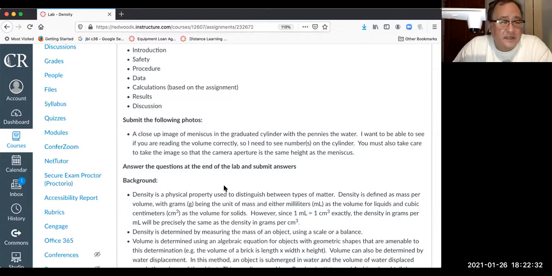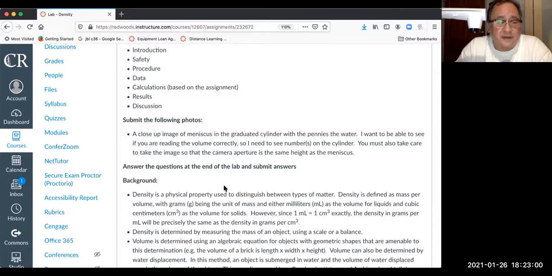And then I'd go on and say mass is measured with a scale and volume is measured by volume displacement or by geometric shape. And then I would go on to say that we're going to use this property of density to determine what pennies are made out of and what dimes are made out of.